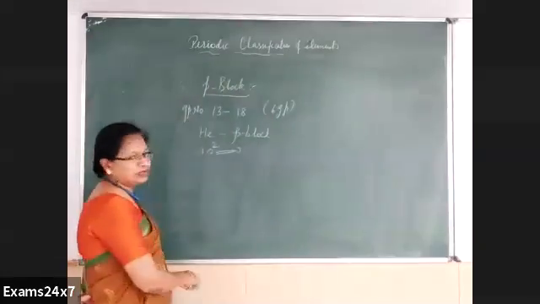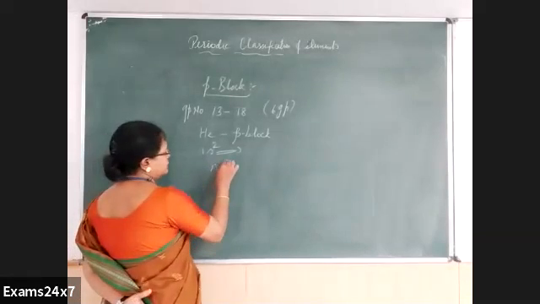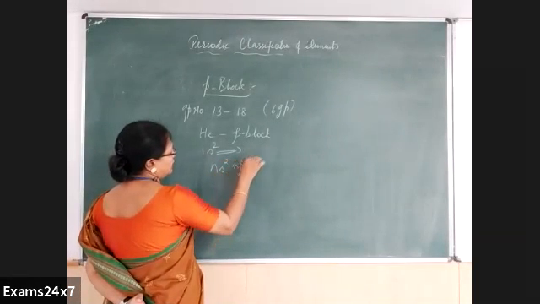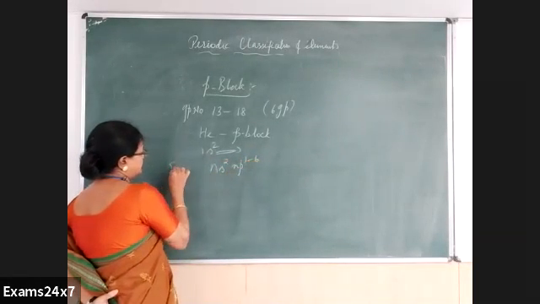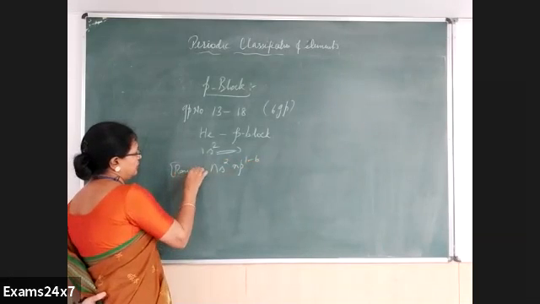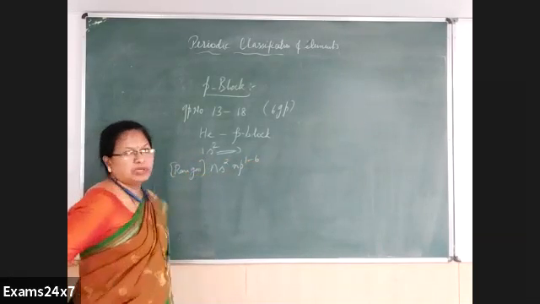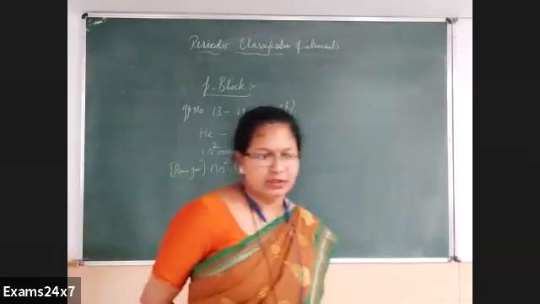Outer shell configuration: ns2 np1 to 6, rare gas followed by ns2 np1 to 6. That's the outer shell configuration.